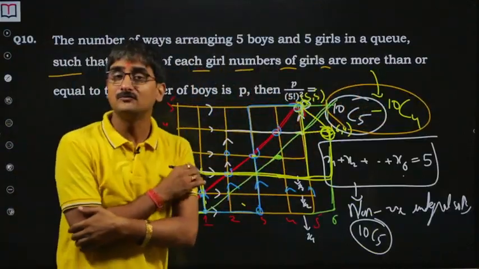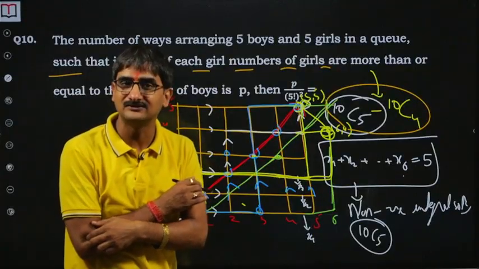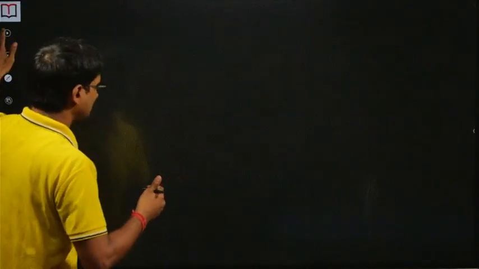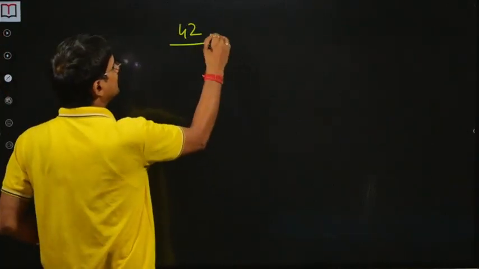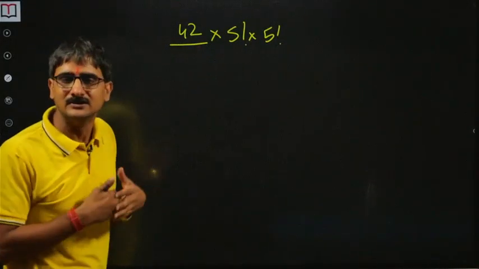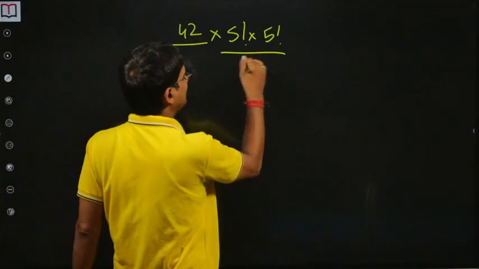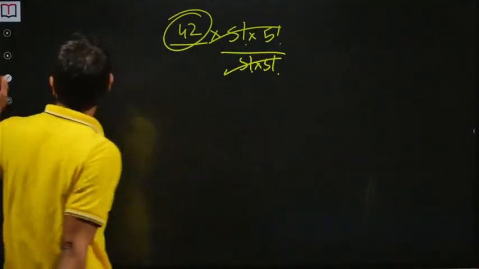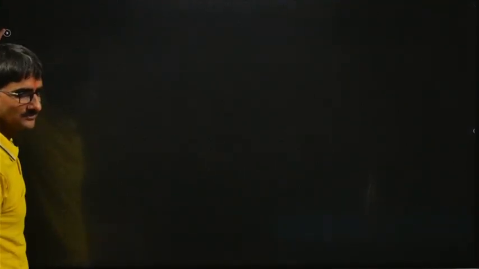So these are the number of ways of selecting the slots. Now 5 girls and 5 boys can be arranged in 5 factorial into 5 factorial. So 42 into 5 factorial into 5 factorial, and that's why they have asked it dividing by 5 factorial into 5 factorial. So the answer should be 42 here, bachcho. That was an interesting question according to me, bachcho.